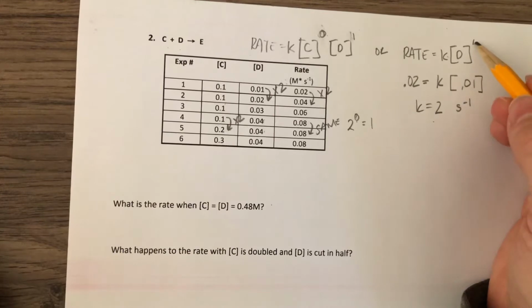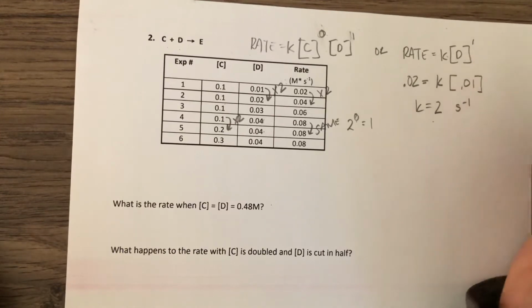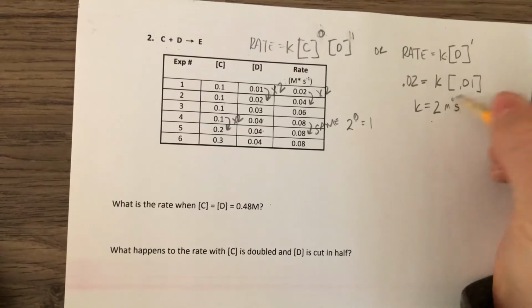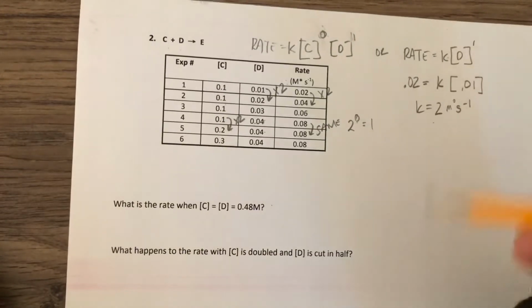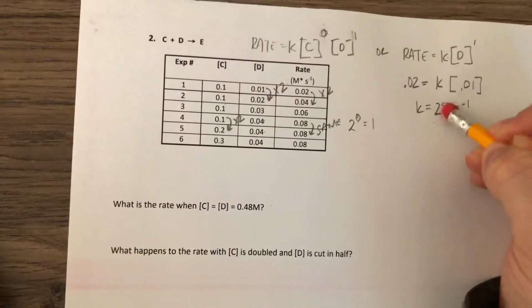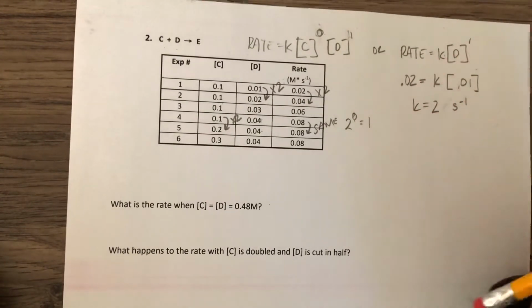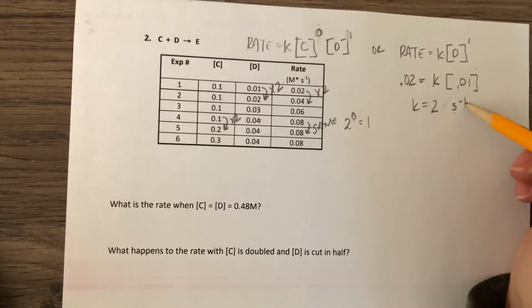Well, if this is a first order reaction, 1 minus 1 equals 0, that would be like molarity raised to the 0 power, which is just 1. So you can put it there or you could take it out. The units on K should be seconds to the -1.